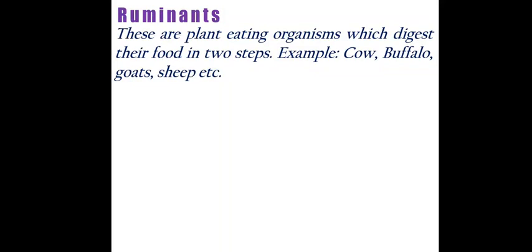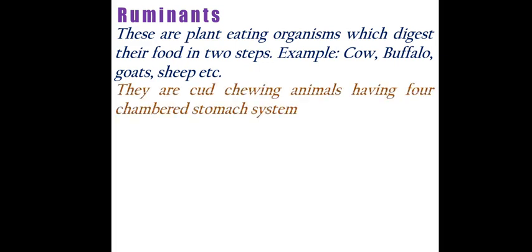Now there is one more topic that is related to the ruminants. So let us cover this in very few minutes. Ruminants, remember, are hooved plant-eating animals which digest their food in two steps. So ruminants are a different type of animal. They are plant-eating animals, no doubt, but they do the digestion in two steps. Examples of ruminants are cow, buffalo, goat, sheep, etc.